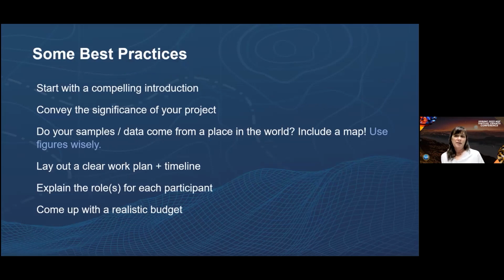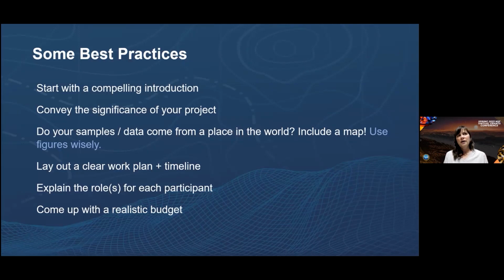So some best practices when you go to write a proposal: start with a compelling introduction. Be clear about why these are important questions and how it's going to impact the field. Convey the significance of your project. If you have any preliminary data, please do include it. Don't expect reviewers to accept the fact that you say, well, we've done some of this before, and we have an idea. Show some of that information. It doesn't have to be published, but it should be clear to them what the significance is.